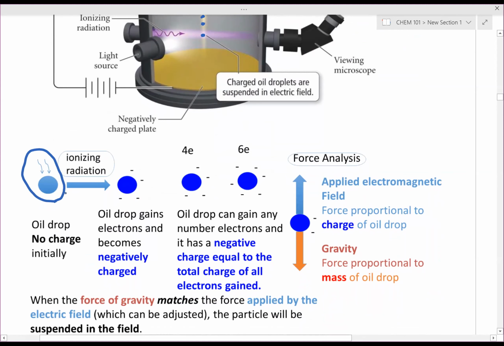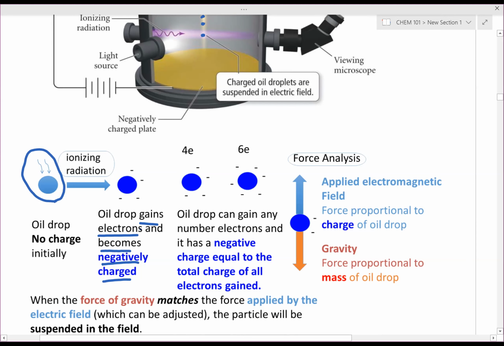to some ionizing radiation. Now what we're doing in this process is adding electrons to the surface of our oil drop. And since electrons are negatively charged, what happens to the charge of the oil drop? Negatively charged, right? So our oil drop becomes negatively charged because it gains electrons.